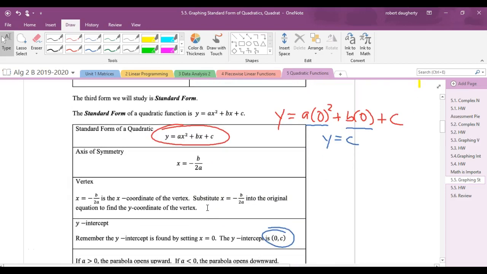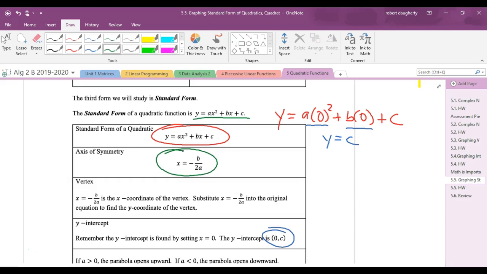So real quick, just to recap, standard form, y is equal to ax squared plus bx plus c. The axis of symmetry is the line x equal negative b over 2a. Once you know that, that's the x value of the vertex. Plug that in to find the y value of the vertex. You know that the y-intercept is just the point (0, c). When you plug x equals 0 in that equation, that's what you come up with.